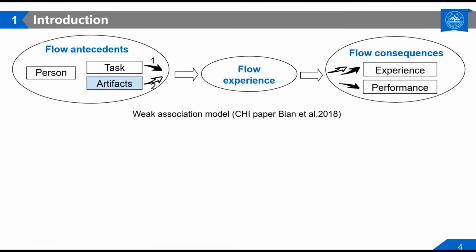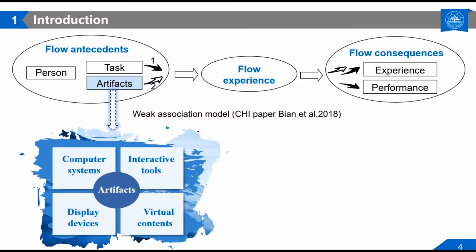The weak association model suggests the reason is that the usage of interactive artifacts is disjointed with the primary task. Here, artifacts include various contents. Using artifacts can also produce flow, which might be independent from performing the task. This flow can directly contribute to better experience, but not directly contribute to better task performance, as the hollow arrows show. If the user pays attention to irrelevant artifacts but loses attention from the task, the flow performance link would be weak.